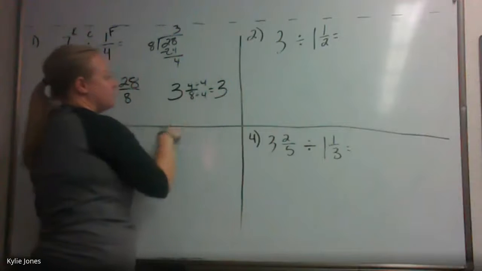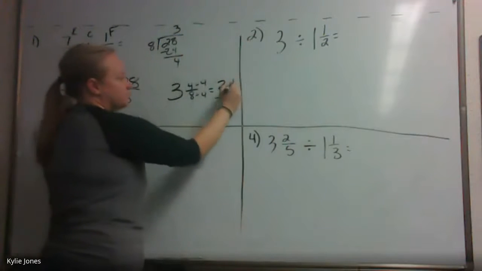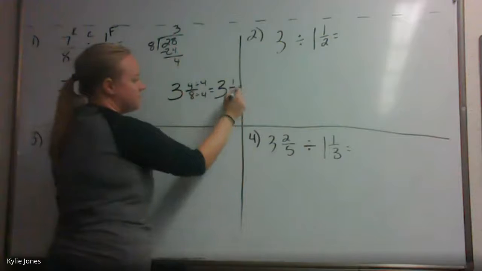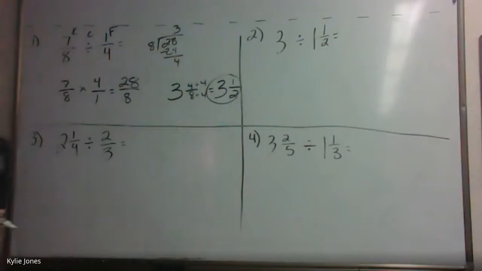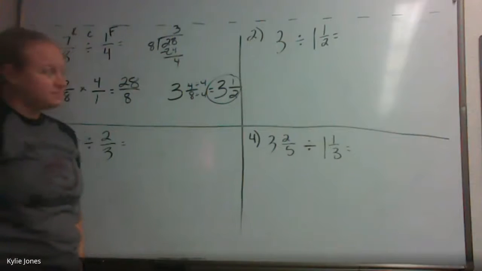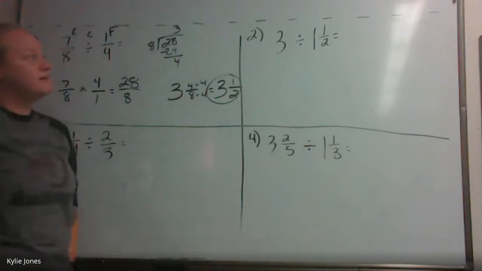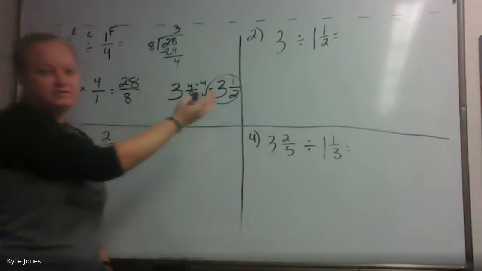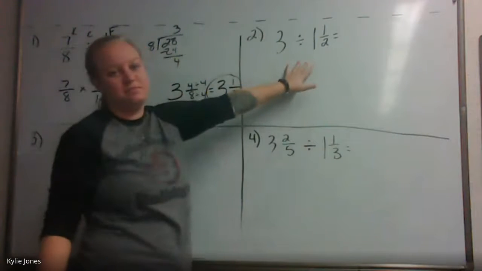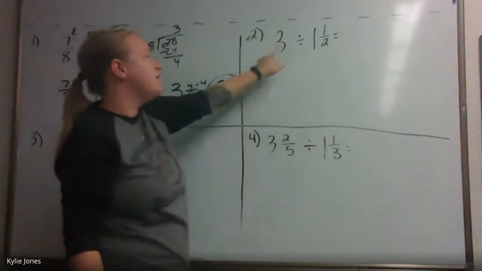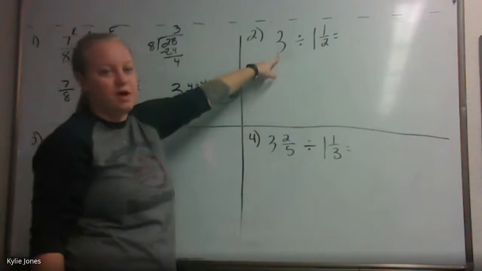And we get 3 as our whole number. 4 divided by 4 is 1. 8 divided by 4 is 2. So you get 3 1/2 as your answer here. Okay? Number 2. We have 2 numbers that we can't divide yet because they need to be changed into improper fractions. How do I change 3 to become an improper fraction?